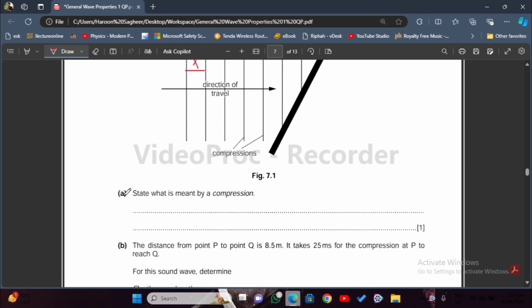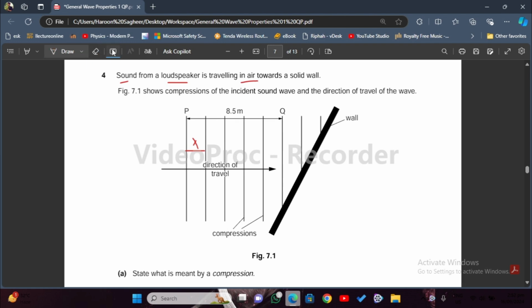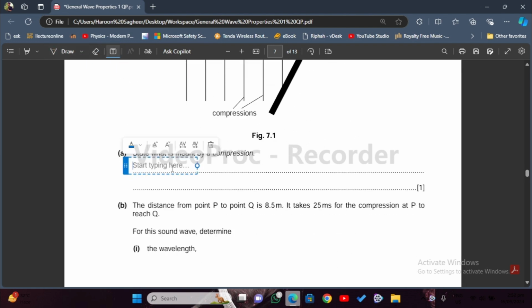Now what is meant by compression? Let's first write this one. What is meant by compression? It's very easy. Right, now the compression is a region where air particles are close together and compressed. Okay, now let's go to part B.